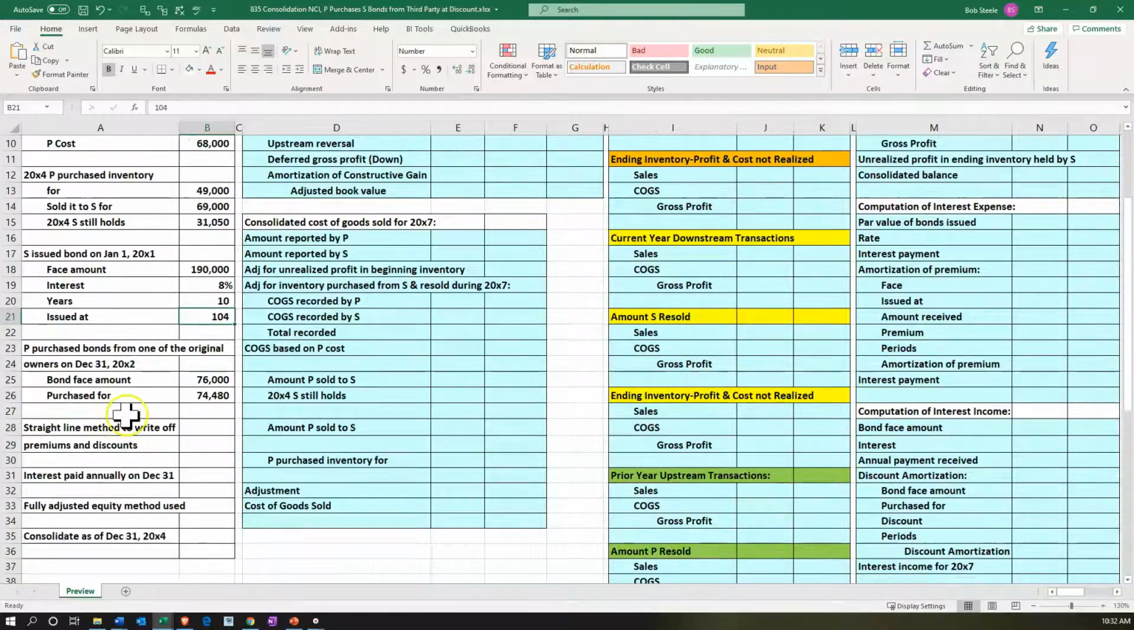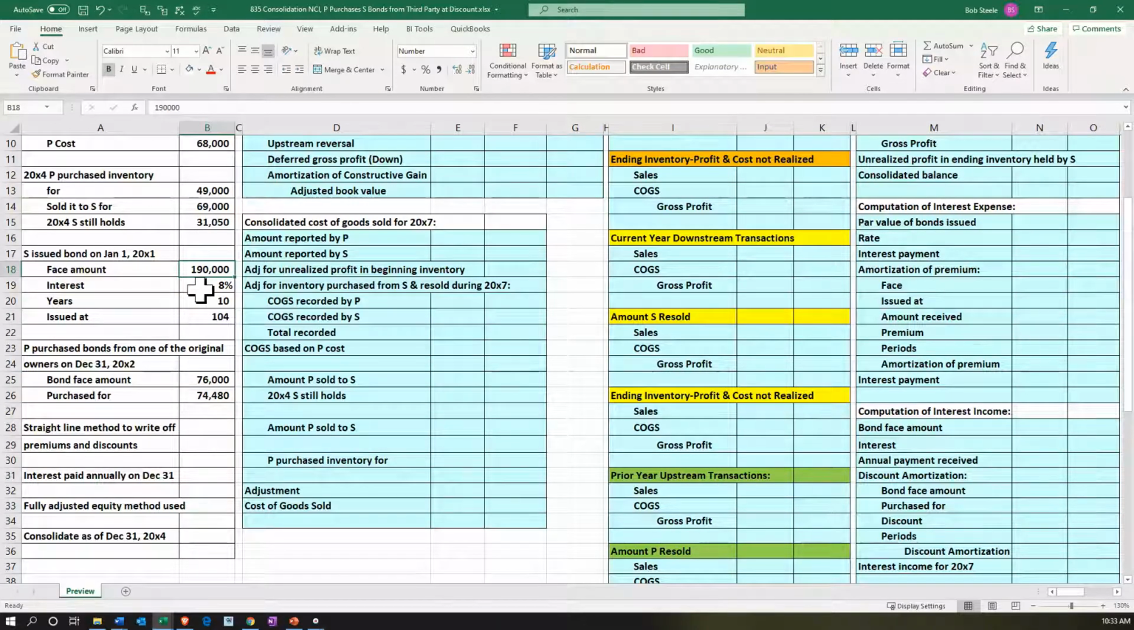And then P came along at a later point in time and purchased bonds from one of the original owners on December 31st, 2000 x 2. So now P came along and said, okay, I'm going to purchase some of these bonds, which were S's bonds, that were issued to somebody else, but now the parent purchases them. So now we've got our issue, our problem here. The bond face amount when they purchased it was 76,000. In other words, S issued 190,000 of the bonds originally, and that was totally fine.